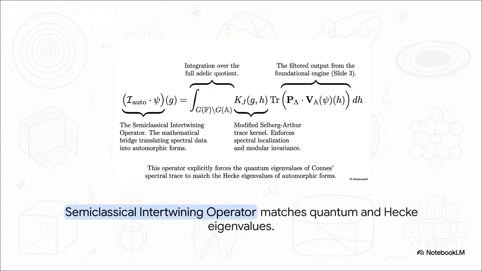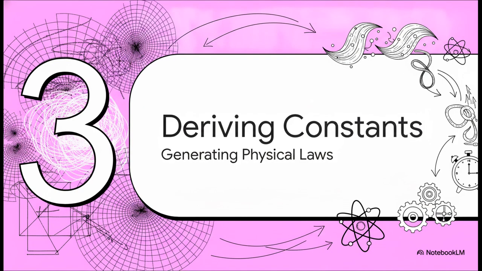So the key player here is the semiclassical intertwining operator, I sub auto. Think of it as the mathematical translator. It takes those filtered quantum eigenvalues and integrates them over the full adelic quotient. In doing so, it mathematically forces the quantum eigenvalues of Connes' spectral trace to perfectly match the Hecke eigenvalues of automorphic forms. It's a perfect mathematical handshake. All right, Section 3, deriving the physical constants.